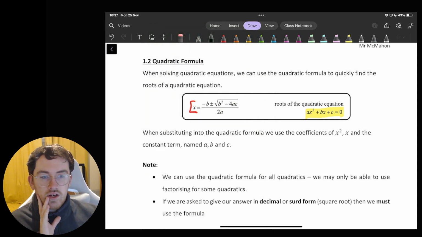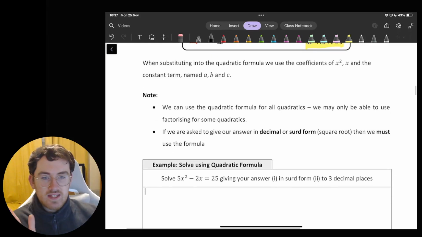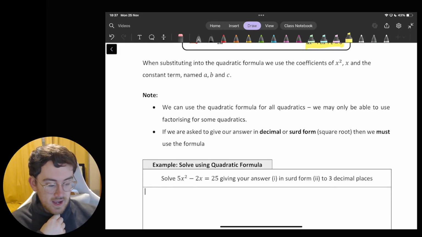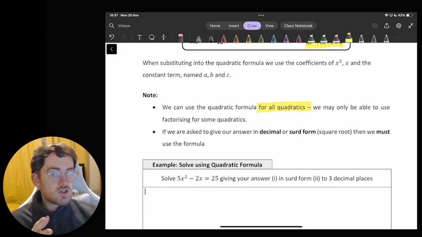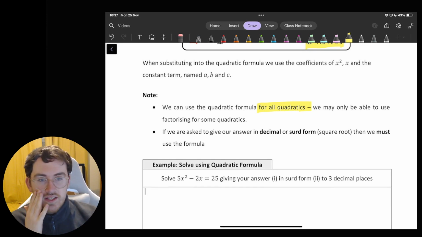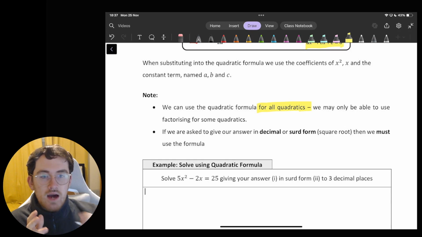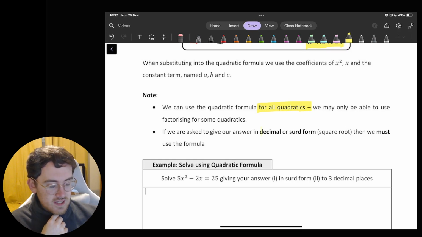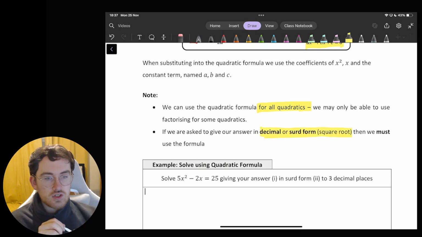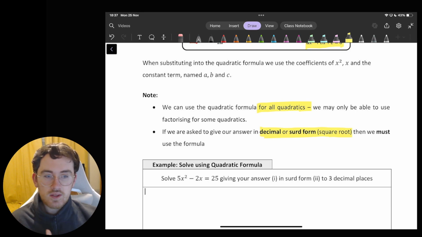Okay, so looking at when we use it, as we've said, it can be used with all quadratics. So any and all quadratics, even the ones we would have used factorizing for. We can still factorize them, but we'd also be able to do them by the formula. The main use is for ones that we can't factorize, or can't factorize easily, where we could use the formula to solve. And we would definitely have to use it if they tell us our answer is in decimal or surd form. They're telling us, don't waste your time trying to factorize it. There's no point. You're going to have to use the formula here.